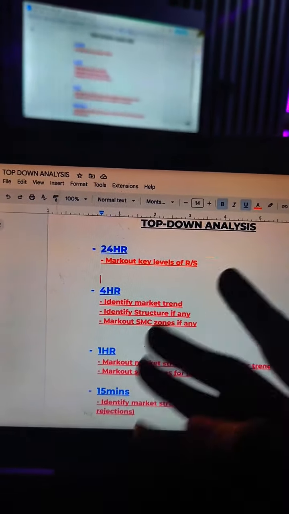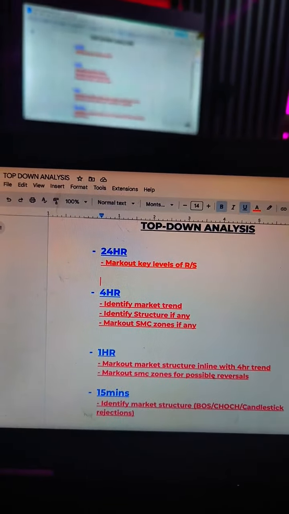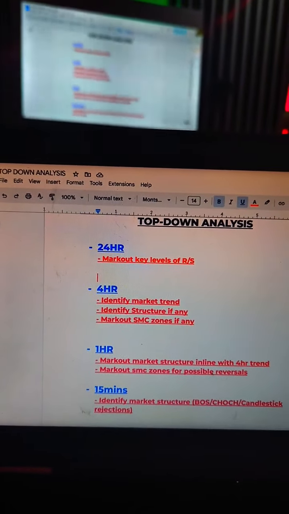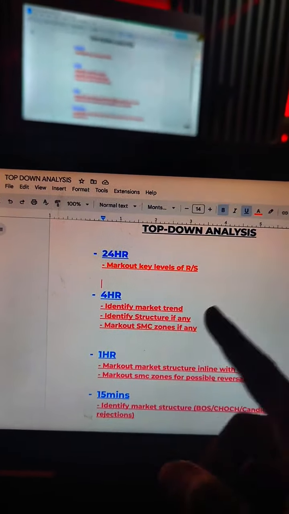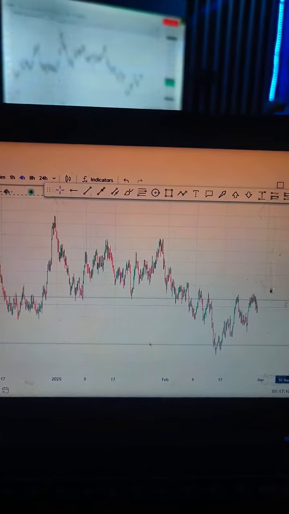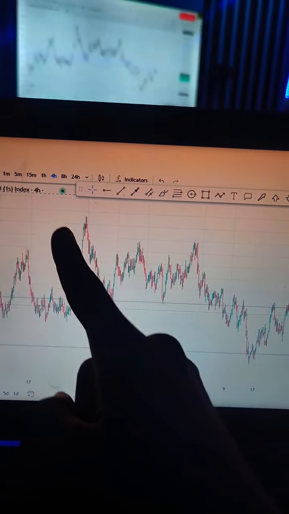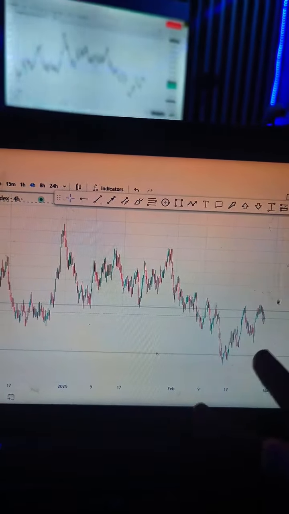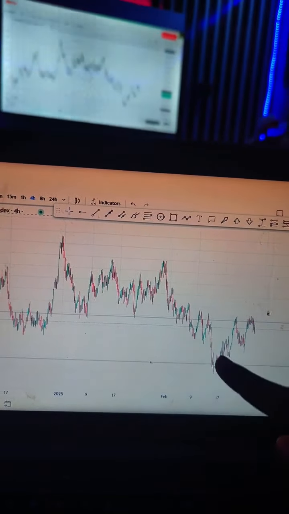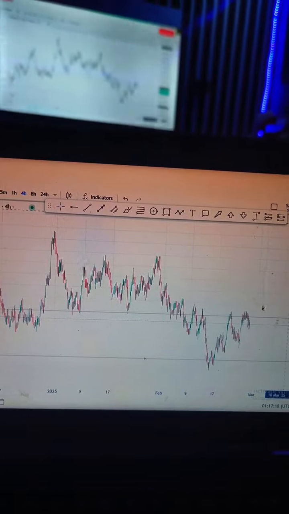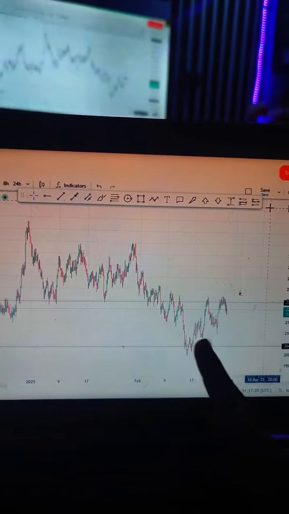Also mark out smart money concept zones or ICT zones like demand and supply. Mark out the zones if you have any. Now, as you can see, I'm on the 4 hour time frame. What trend am I seeing right now? Is this a downtrend? Is this an uptrend? Or is it a consolidation? As you can see, this is officially a downtrend.